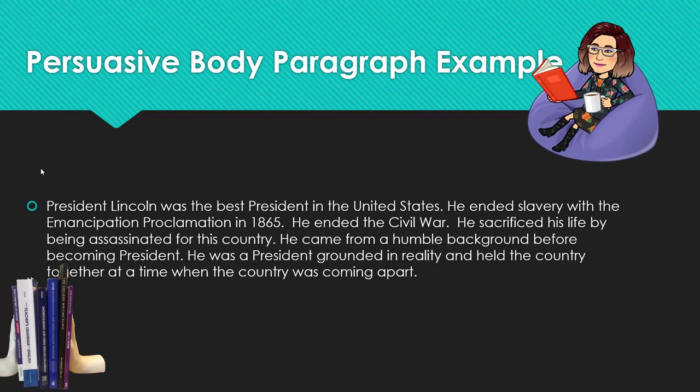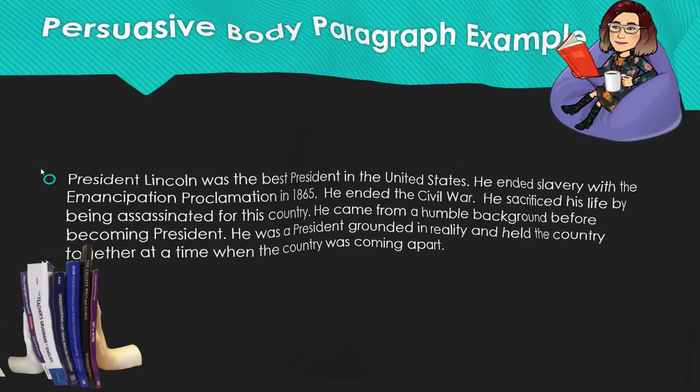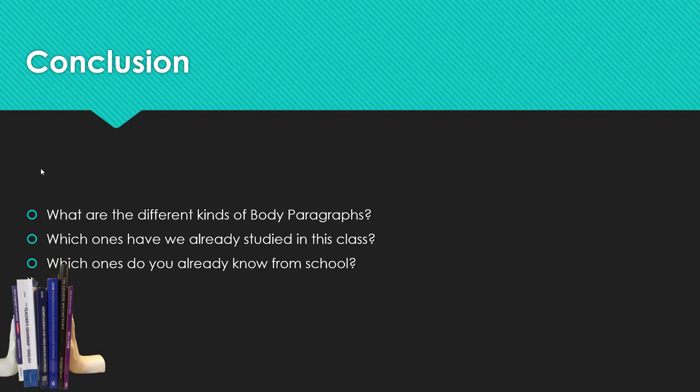So when you write a persuasive paragraph, the main point is to persuade the reader of your point of view. So what are the different kinds of body paragraphs that we talked about? Which ones have we already studied in this class? Which ones are you going to use for your essay?